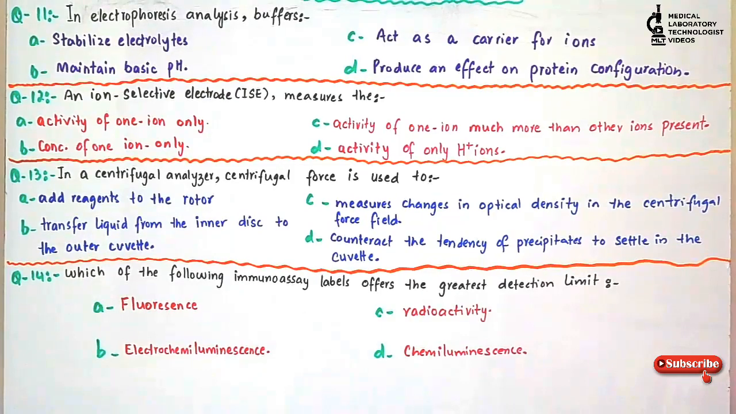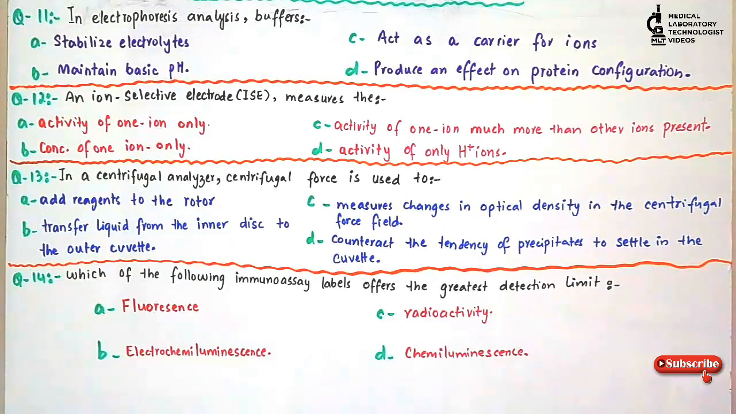Question number 11. In electrophoresis, what is the function of buffers? Option A, stabilize electrolytes; option B, maintain basic pH; option C, act as a carrier for ions; and option D, produce an effect on protein configuration. And the answer for this question is option C, act as a carrier for ions.